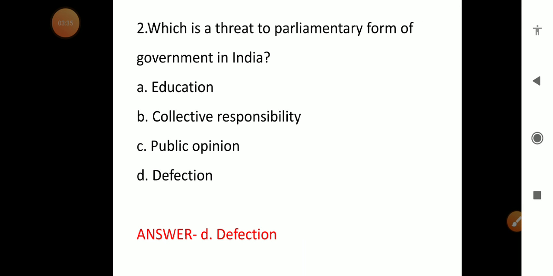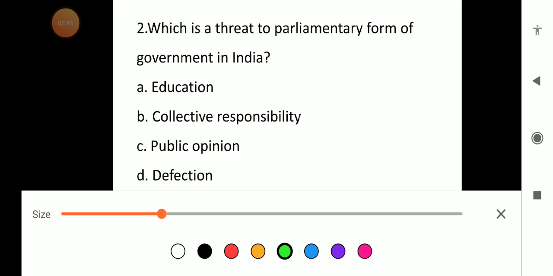Which is a threat to the parliamentary form of government in India? Now, normally we will see the threat. Education can be a threat to any system, any organization, right? Education is a sort of blessing, so it is not a threat. We are trying to find a threat to the parliamentary form of government. So education is not a threat, it is a benefit, right? So it is not our answer. Collective responsibility is also not a threat to the parliamentary form of government. Public opinion makes the parliamentary form of government run properly in a good way, so it is also not a threat.